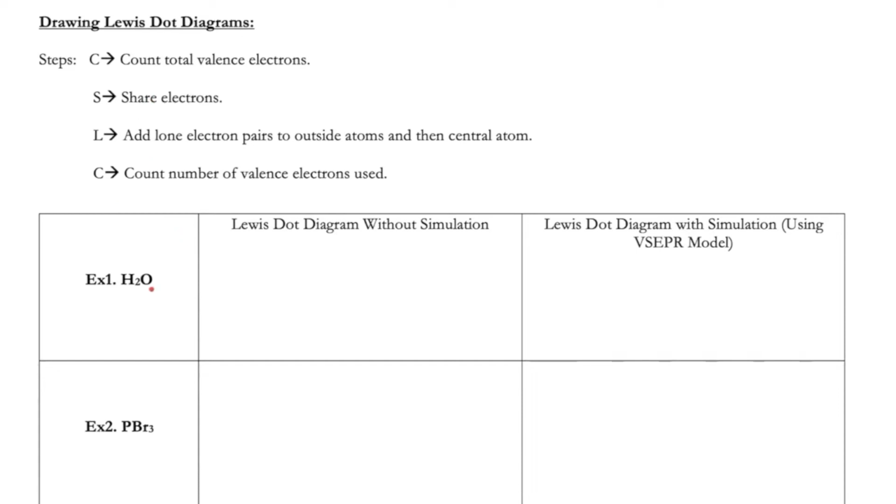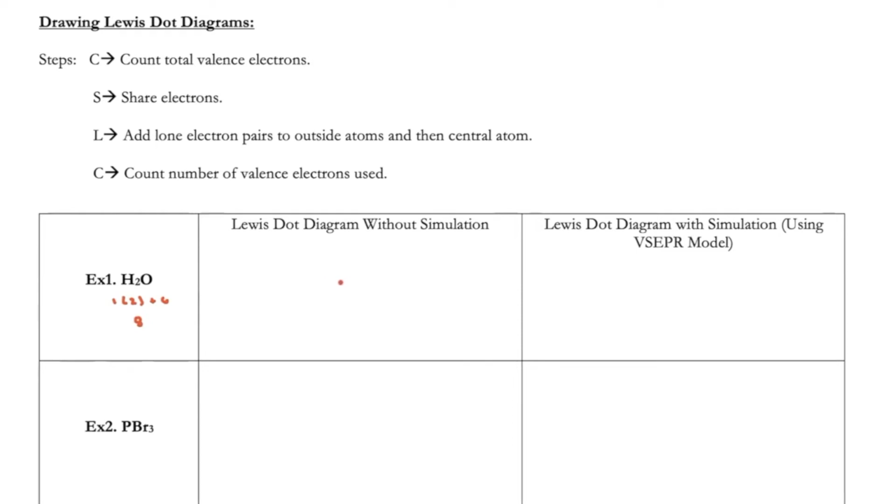All right, so for the first molecule we've got water. All right, so the first step I have is I need to count my total number of valence electrons. So if you look at your periodic table, hydrogen has 1 valence electron, but there are 2 hydrogens, so that's a total of 2, plus oxygen, which has 6 valence electrons, so there are a total of 8 valence electrons. All right, that's step 1. Next, I need to share electrons.